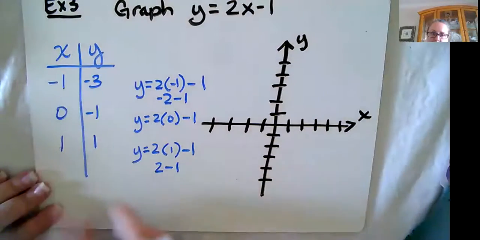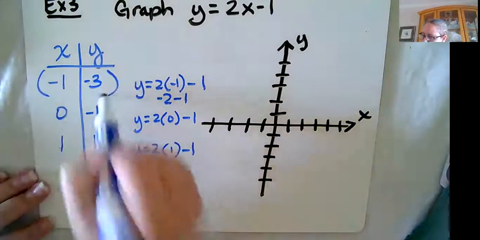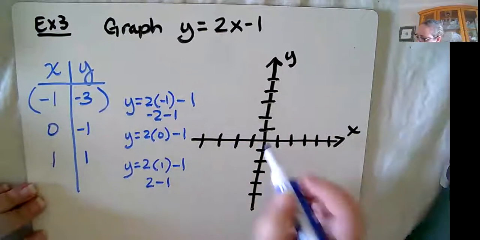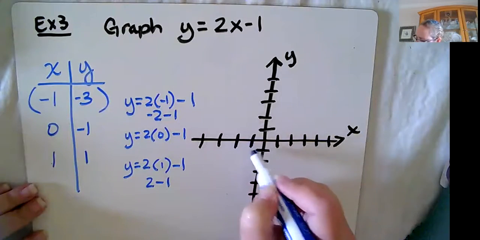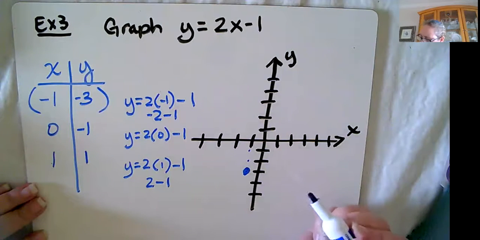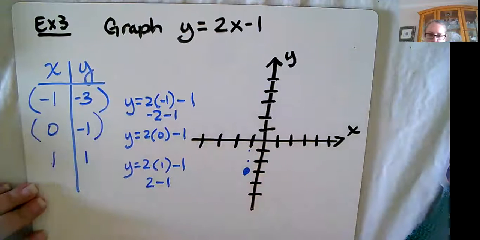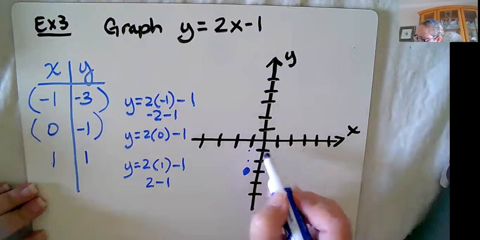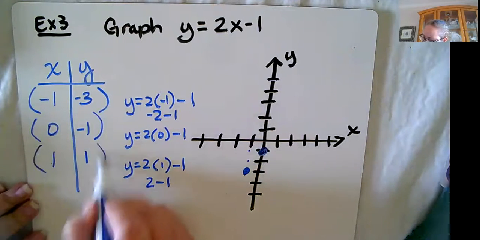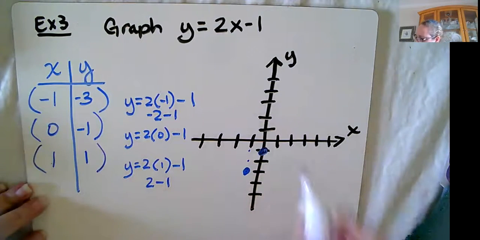I like to put my table this way. That way, we have our ordered pairs right away. So we're going to plot our first point, -1, -3. 1, 2, 3. That's our first point. Now we're going to plot our next ordered pair, which is 0, -1, right on our y-axis. And then our last point, which is 1, 1.